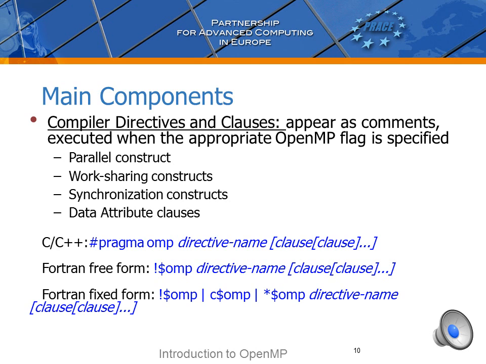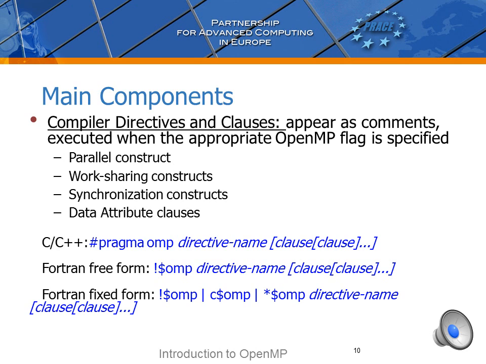In C and C++, all OpenMP directives are specified by using #pragma omp. After the pragma and before any clause, a valid OpenMP directive is specified. Clauses are optional and can be in any order.